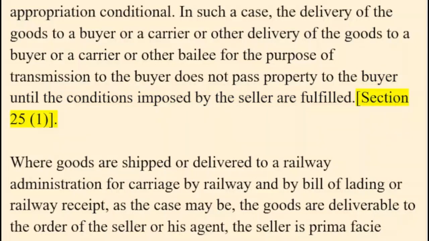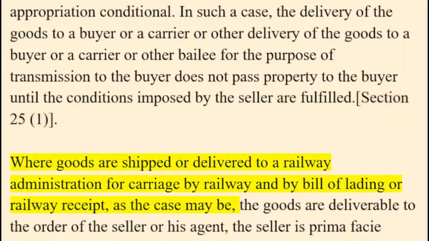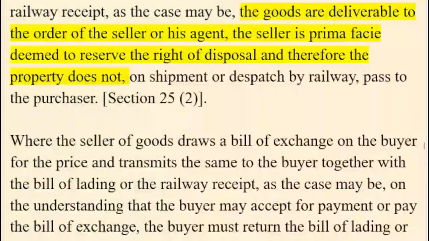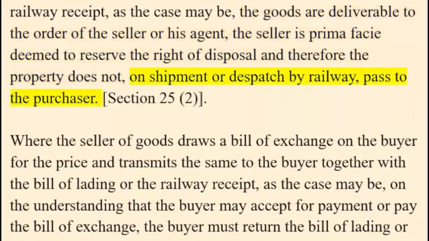Section 25(1). Where goods are shipped or delivered to a railway administration for carriage by railway and by bill of lading or railway receipt, as the case may be, the goods are deliverable to the order of the seller or his agent, the seller is prima facie deemed to reserve the right of disposal, and therefore the property does not, on shipment or dispatch by railway, pass to the purchaser.